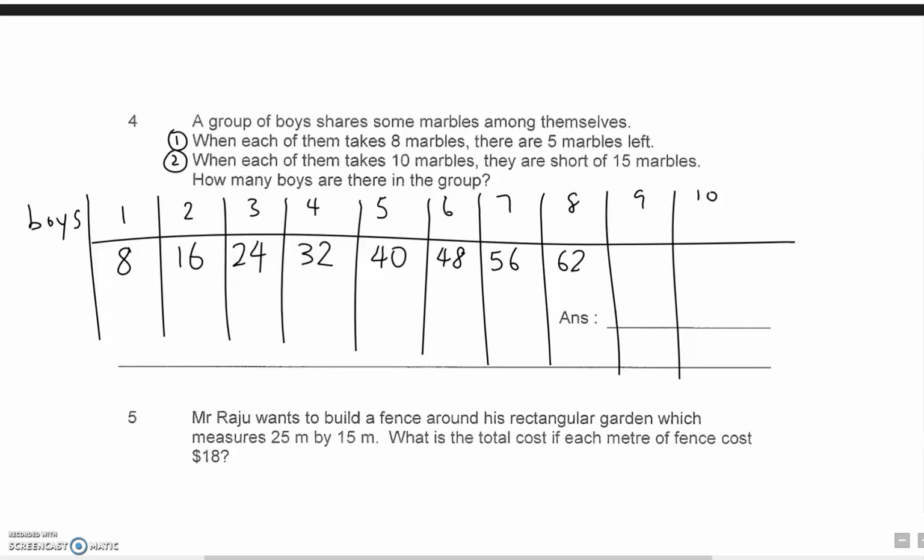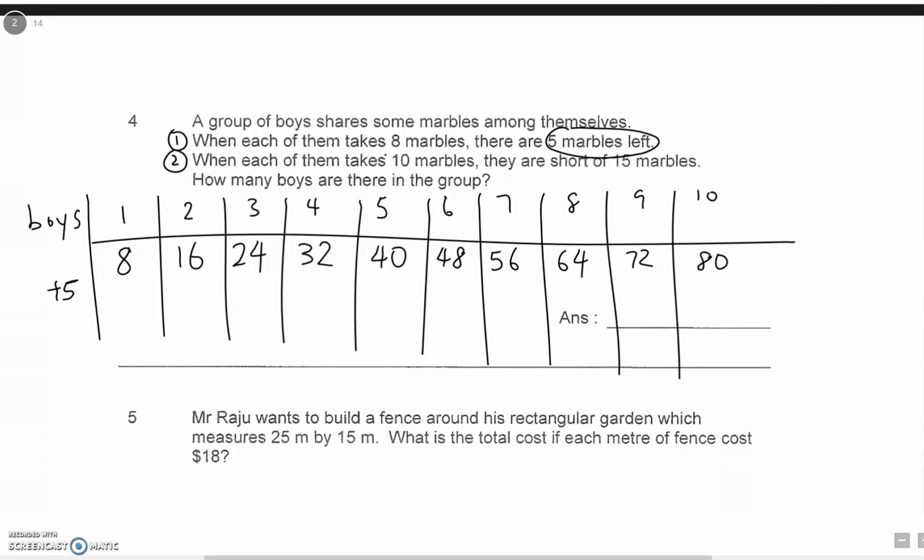Is it 62? 64. I will also have 72. And I'll have 80. But that's not all. They say that if each of them takes 8 marbles, there are 5 marbles left. So we need to account for the 5 extra marbles.